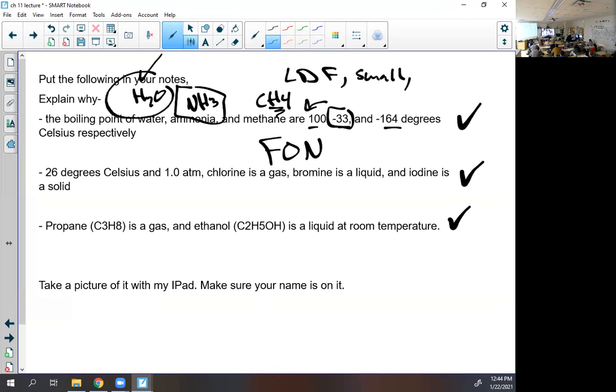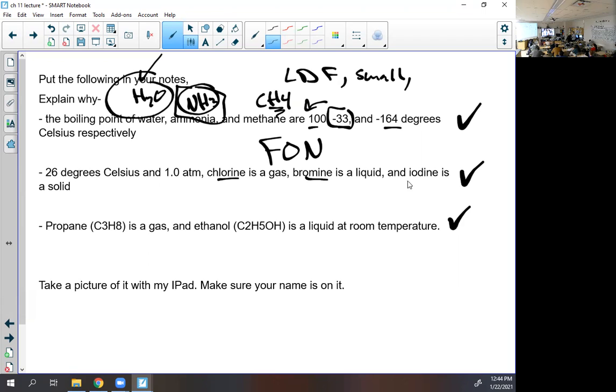Water, very polar, lots of hydrogen bonding. NH3, not very polar at all, but it is a little bit, and smaller or less significant hydrogen bonding. And then CH4, just LDF, and that's it. All right, we talked about this yesterday.